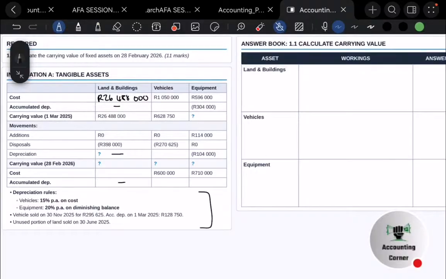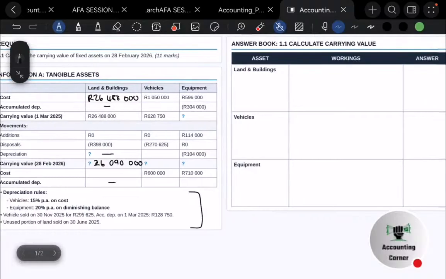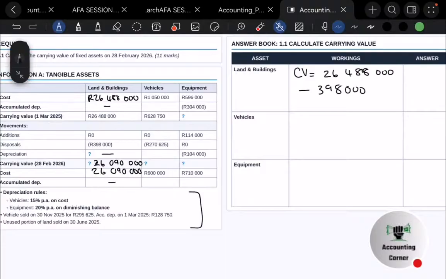Let's calculate that. That will be 26,488,000 minus 398,000, which will give us 26,090,000, which will also happen to be our cost at the end for land and buildings. This is just for land and buildings. Let me just write it down: 26,488,000 minus 398,000.